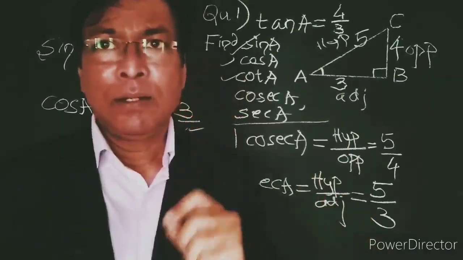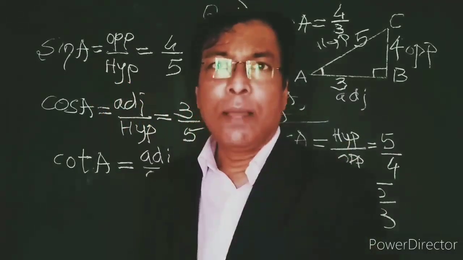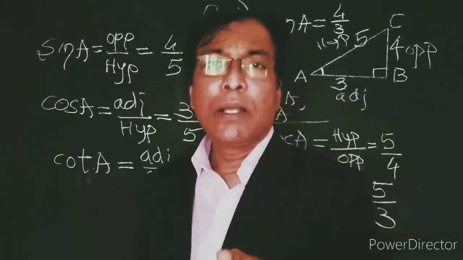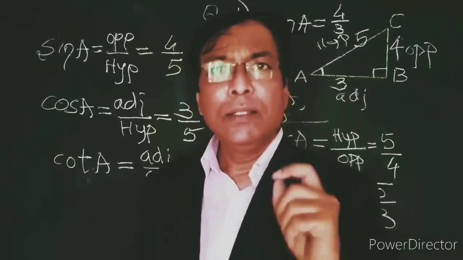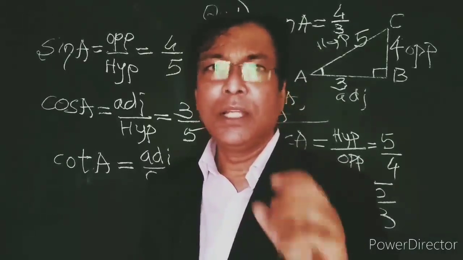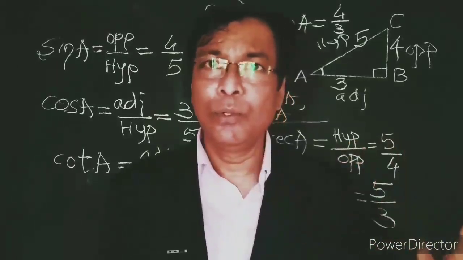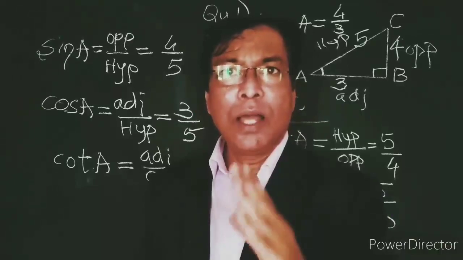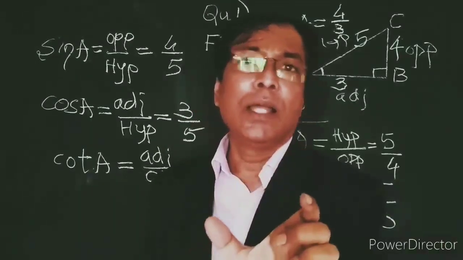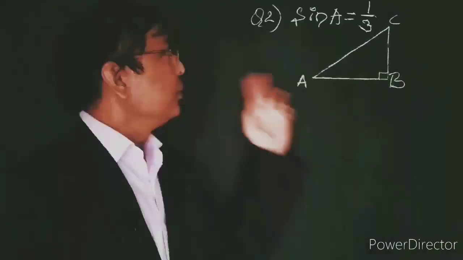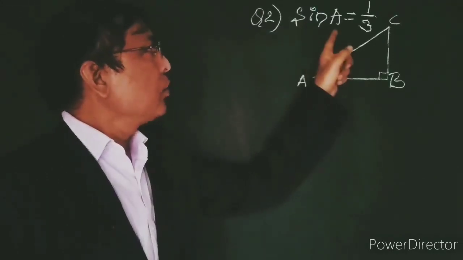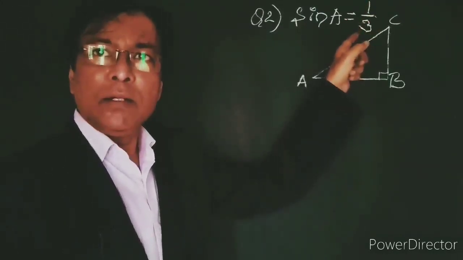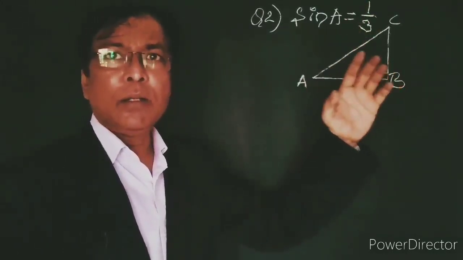Let us solve one more example so that you will become more perfect. And this example I solve it in very short. Now you know the detailed method of solving. So now I will solve the example in very short. Here question 2. Sin A equal to 1 upon 3. Find the remaining trigonometric ratios.